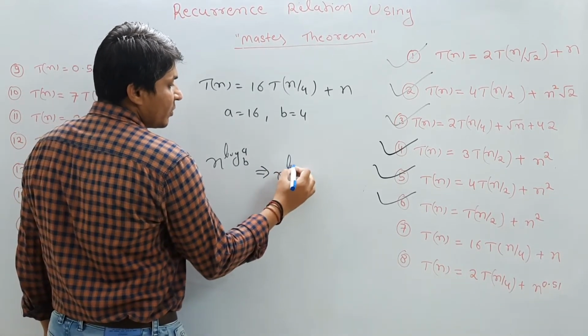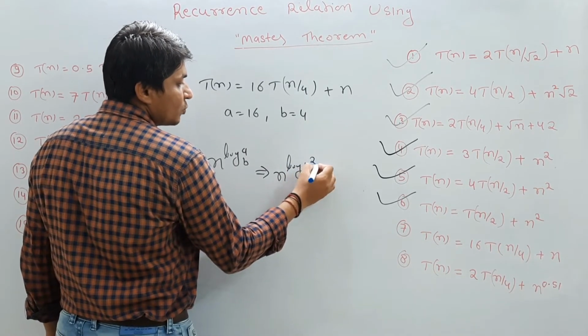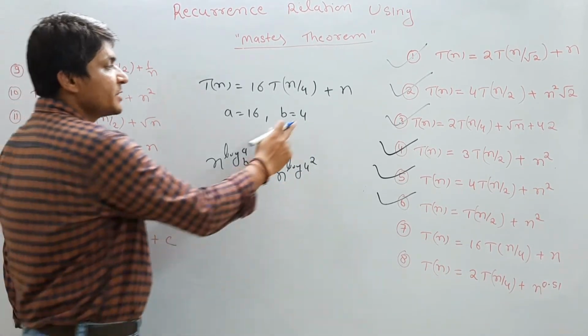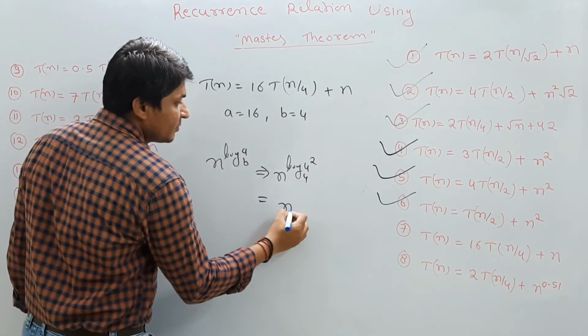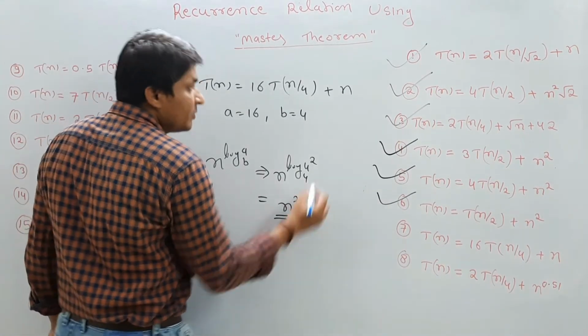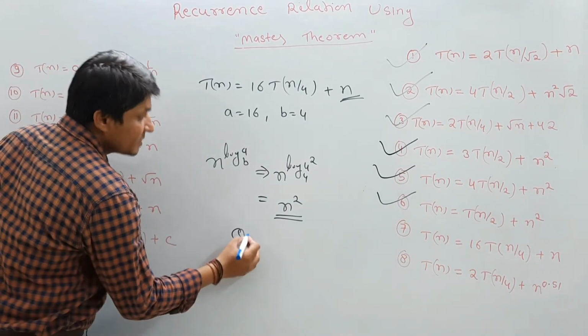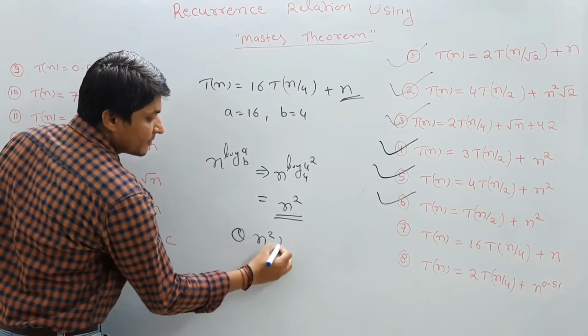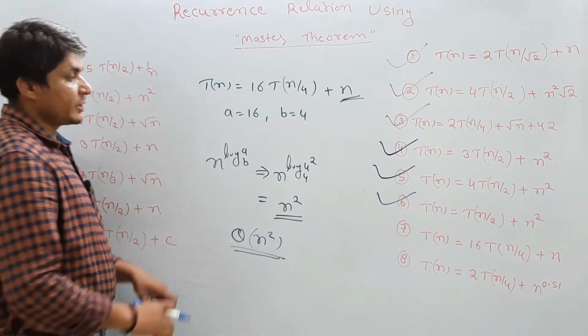n raised to power log 16 base 4. Let me write 4 raised to power 2, 4 square, because the base is 4, so it will be cancelled. Now if you simplify, it will become n square. Correct? Now let us compare this value and this value. Whichever is greater, that will be the time complexity. So the time complexity of this recurrence relation is n square. This is the time complexity of the given recurrence relation.